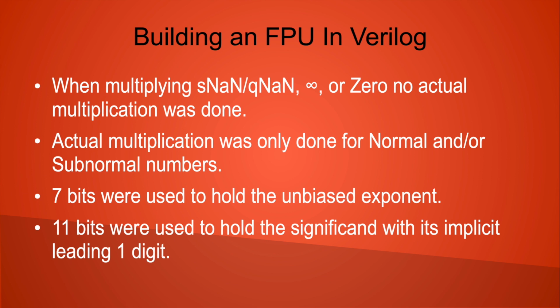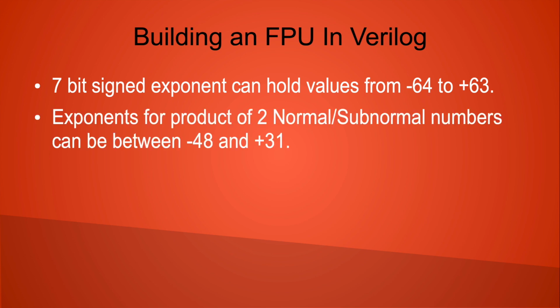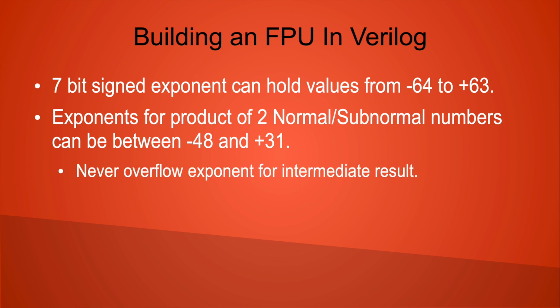FP class pads out the subnormal significand to 11 bits to allow the same logic which multiplies normal numbers to work with subnormal numbers. The 7-bit signed exponent field returned by FP class can hold values between -64 and +63. When multiplying two normal or subnormal numbers, the exponent values can range from -48 to +31. So when we compute the product, adding the two exponents together, we will never overflow the 7-bit signed exponent field.